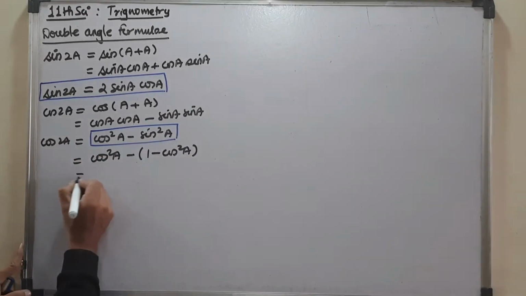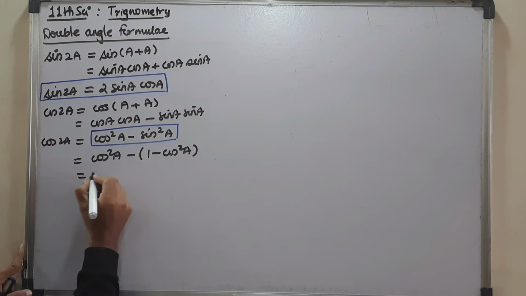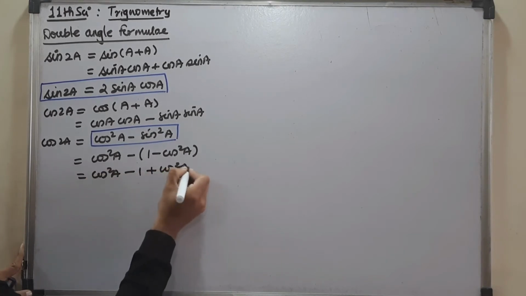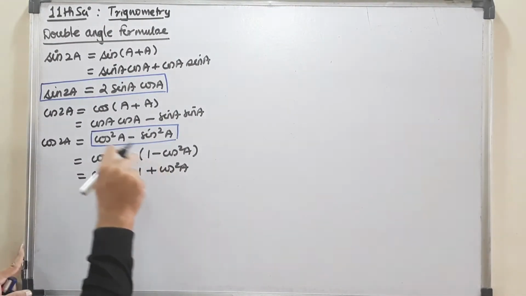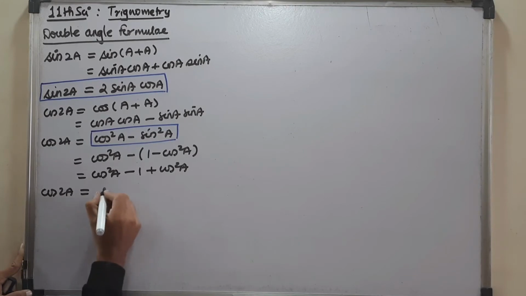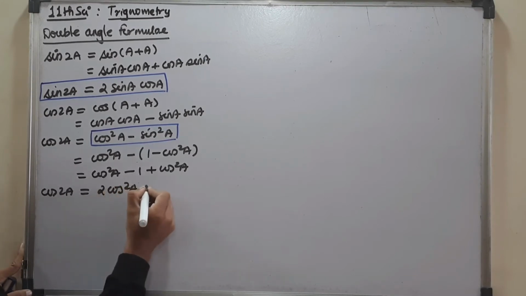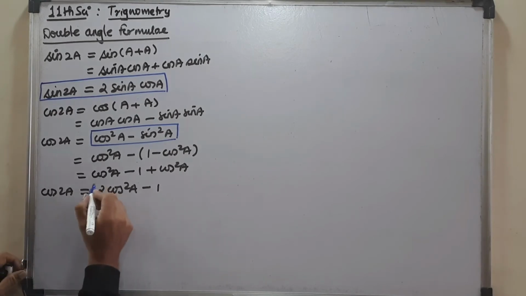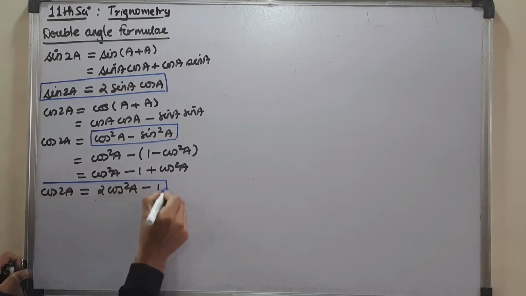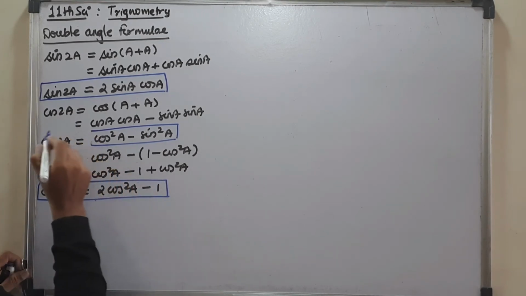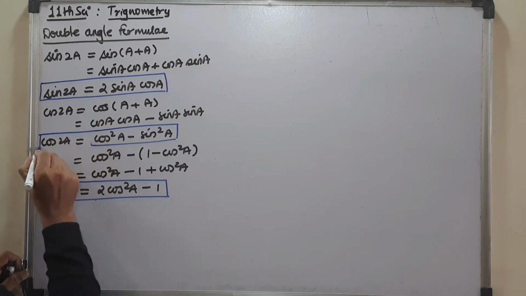So here when I open it, I get cos square A minus 1 plus cos square A. One cos square A plus one cos square A. I get cos 2A to be 2 cos square A minus 1. So this is your second formula for cos. That is, cos 2A is equal to 2 cos square A minus 1.